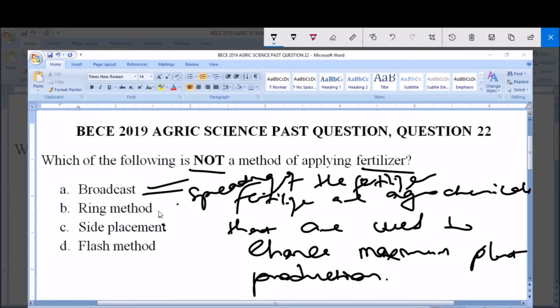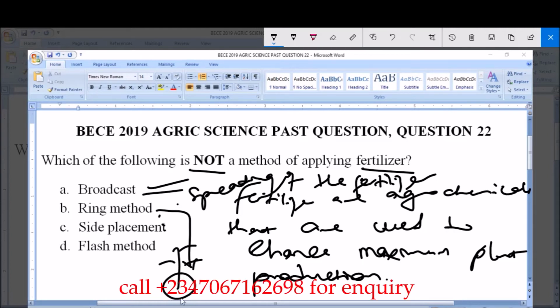Now B here says ring method. Ring method is a method of fertilizer application in which the fertilizer is placed in a ring form, that is in a circular form around the plants. Let's say for instance you have a plant here. Now the fertilizer is placed around the plant in a ring method, that is in a circular form. So this is a ring method, and it's also a form of fertilizer application.